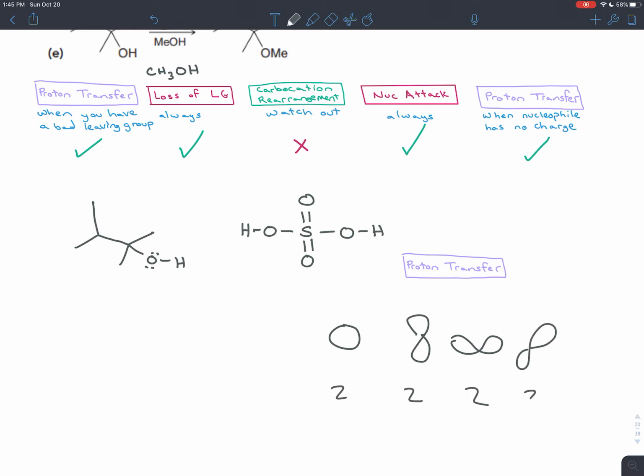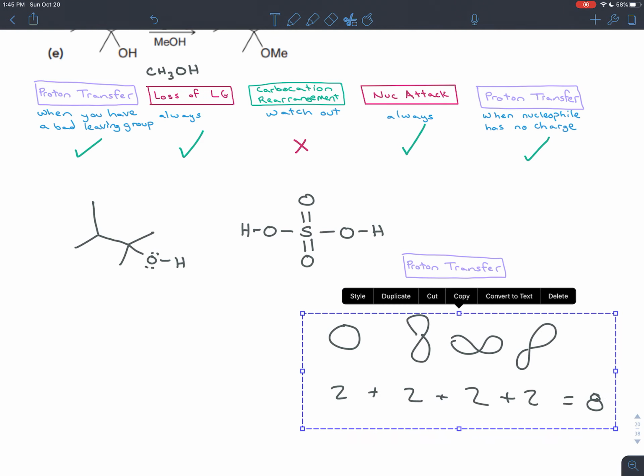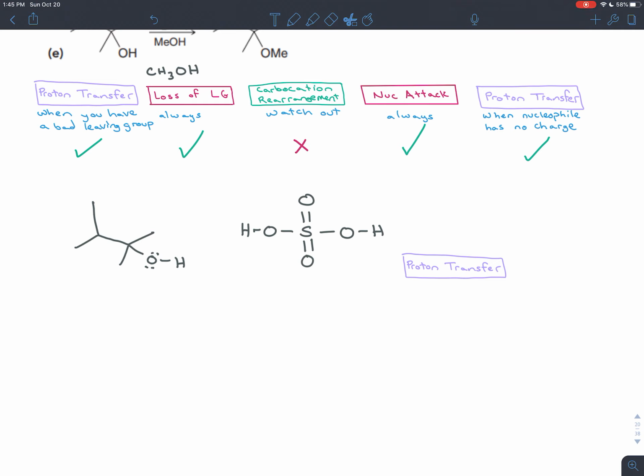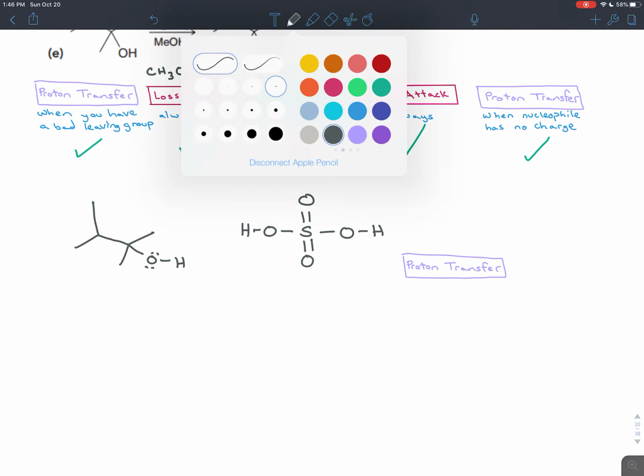Each of these can hold 2 electrons, so 2, 2, 2, 2, that gives you 8. If in addition to those you have d orbitals, then you can hold more than 8. The octet rule is only strictly true for the elements in the second row of the periodic table, because those only have s and p orbitals. But sulfur has d orbitals, so it can hold more than 8 electrons around it.